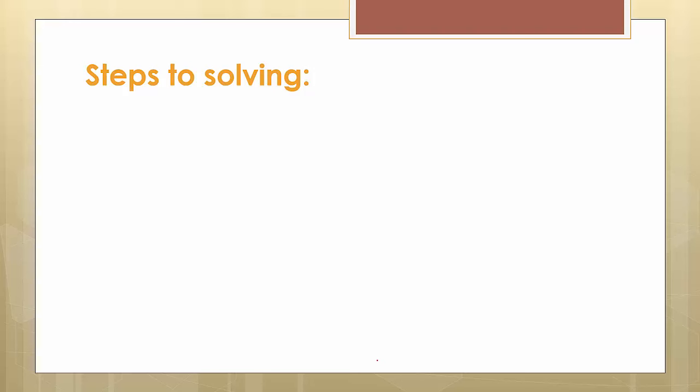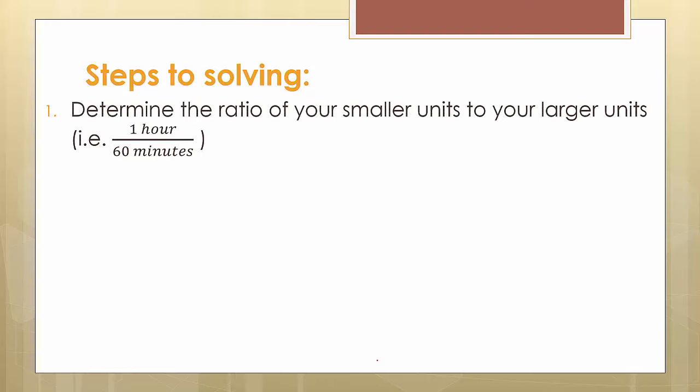Alright, and then your steps for solving this are pretty much going to be the same. Some of it may depend on what they're asking you. The first thing to do is determine the ratio of your smaller units to the larger units. So you want to write it as a ratio or as a fraction. So here we have 1 hour over 60 minutes, meaning 60 minutes and 1 hour are the same. There are 60 minutes in 1 hour.